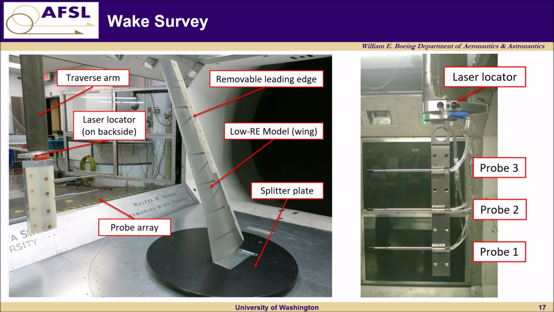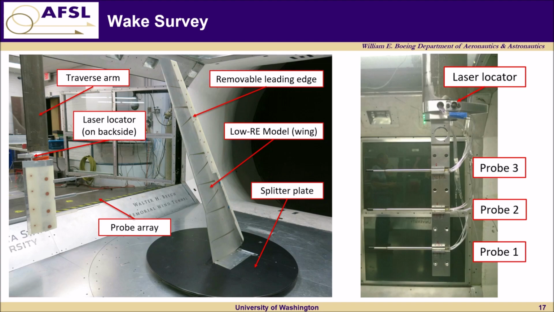Now, as part of that same icing project, we employed a technique to survey the wake of the model to understand how these ice accretions affected the downstream flow field. So in this case, we used an array of 3 probes. Now, each of these probes have 5 holes, so they're sometimes referred to as a 5-hole probe. And what that does is each one of these 5-hole probes is able to measure the total pressure and the entire velocity vector, both magnitude and direction, of the flow at its tip.